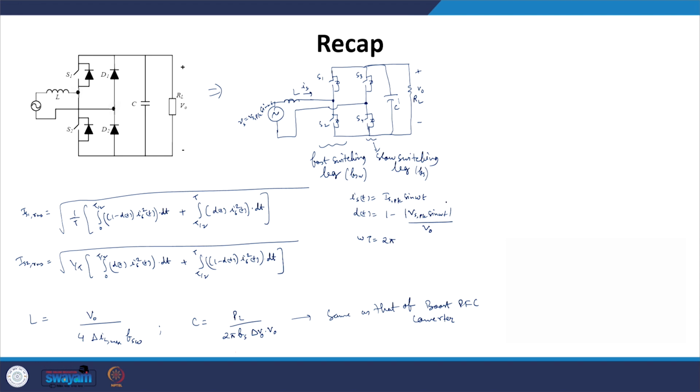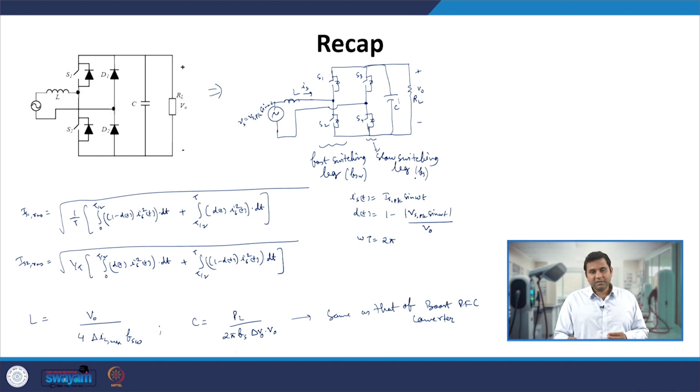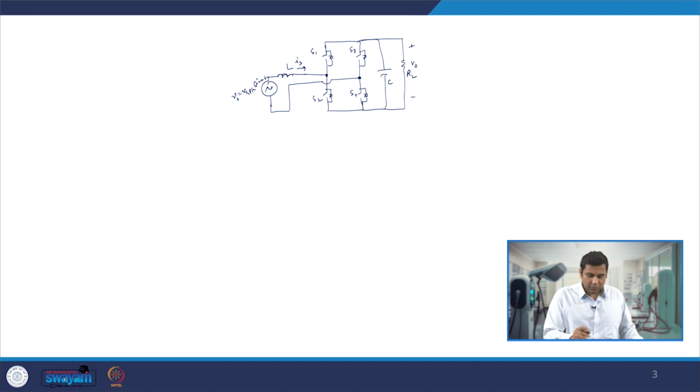Now let us see, as in the case of boost PFC, where our control objective was to regulate the output voltage while at the same time making sure the average current drawn from the source is at unity power factor. Both things have to be ensured while doing the closed loop control. So let us see what the closed loop control looks like.